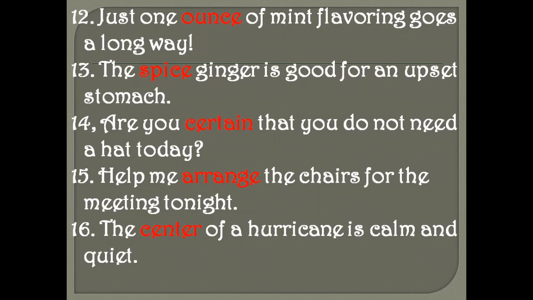So ounce is a measurement, a word which is used for the measurement, the quantity of something. 13. The spice ginger is good for an upset stomach. So upset means disturbed stomach, having a problem.